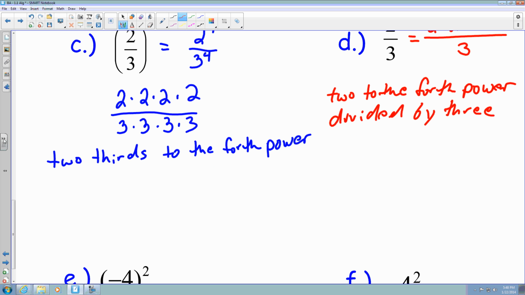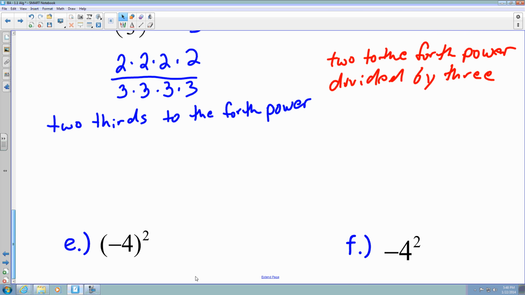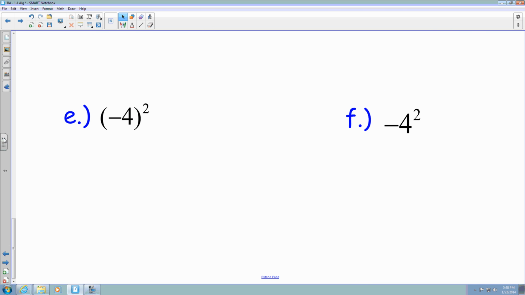Another thing that makes parentheses really, really important is if you have a negative base and an even exponent. So here, I have parentheses containing the -4 squared, and on F, it's just -4 squared. Here's where the difference happens. So say I'm going to break this up. I could say that negative 1 times 4 is negative 4. And here it would be squared.